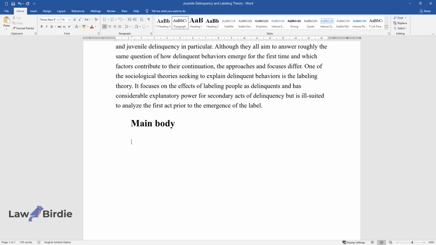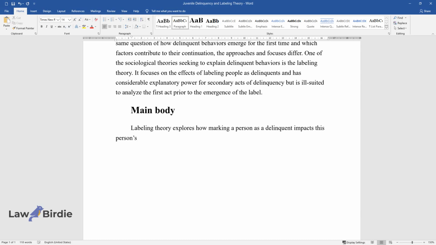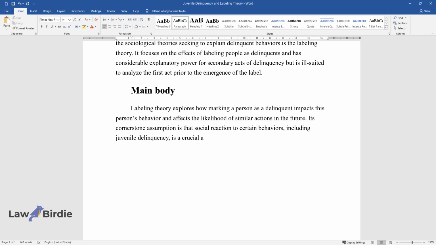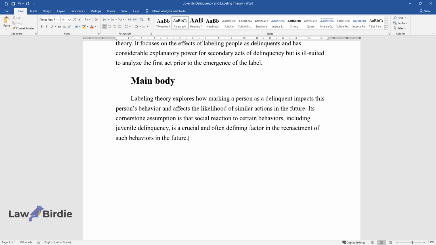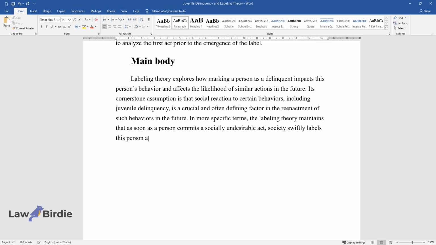Main body. Labeling theory explores how marking a person as a delinquent impacts this person's behavior and affects the likelihood of similar actions in the future. Its cornerstone assumption is that social reaction to certain behaviors, including juvenile delinquency, is a crucial and often defining factor in the reenactment of such behaviors in the future. In more specific terms, the labeling theory maintains that as soon as a person commits a socially undesirable act, society swiftly labels this person a delinquent.